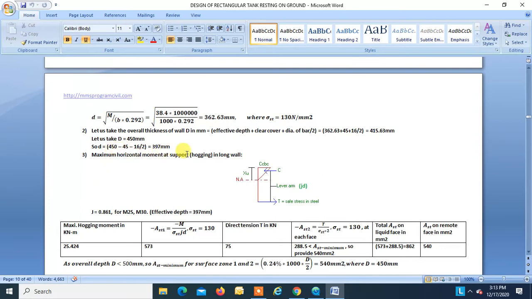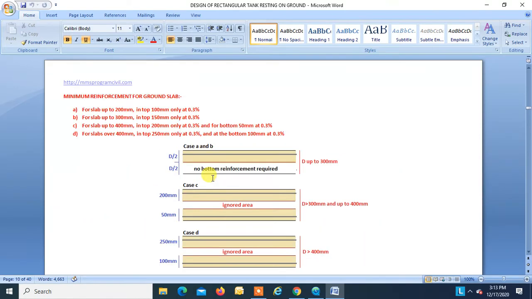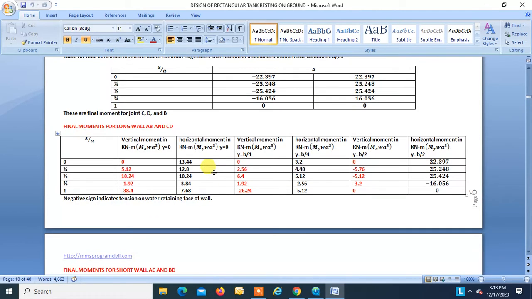Maximum horizontal moment at support, that is hogging, in the long wall. Let us see the table. This is the long wall, hogging moment. All these black textured moments are horizontal moments. Hogging moment means it carries a negative sign, that is, tension is over the water retaining face, and positive sign means that the moments are sagging and the tension is over the remote face, or you can say the outside face.